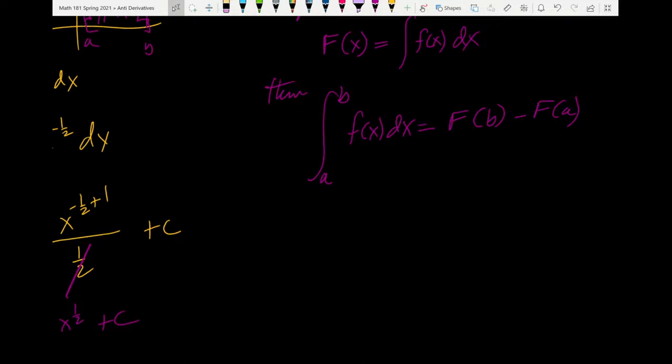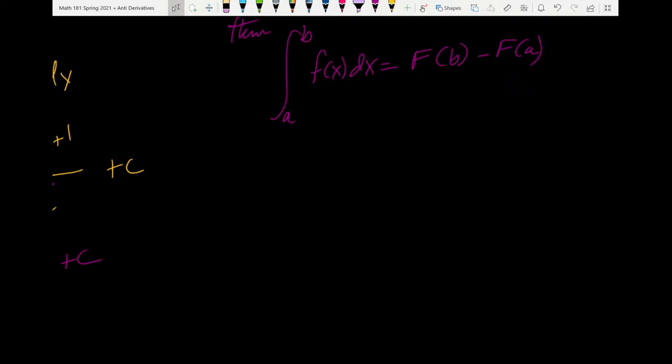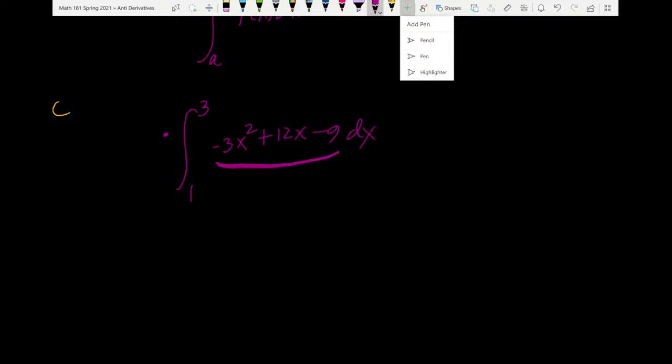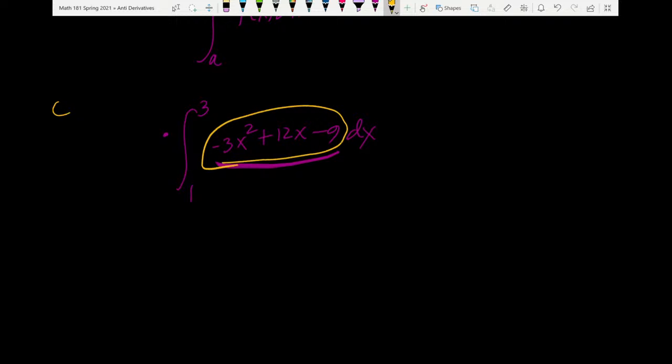So basically, if I give you this function, the integral from 1 to 3 of 3x squared plus 12x minus 9 dx, what that means is if I graph this function roughly from 1 to 3, the graph kind of looks like that, and I want to know the area over here.